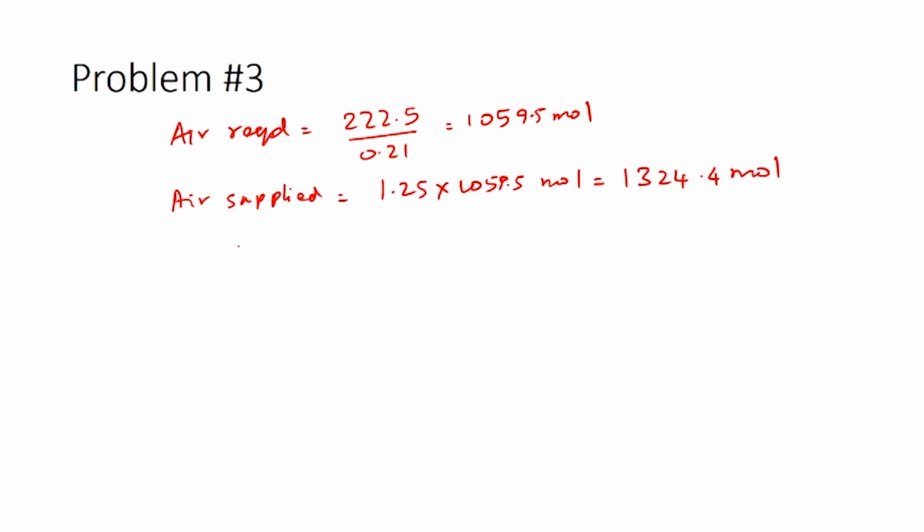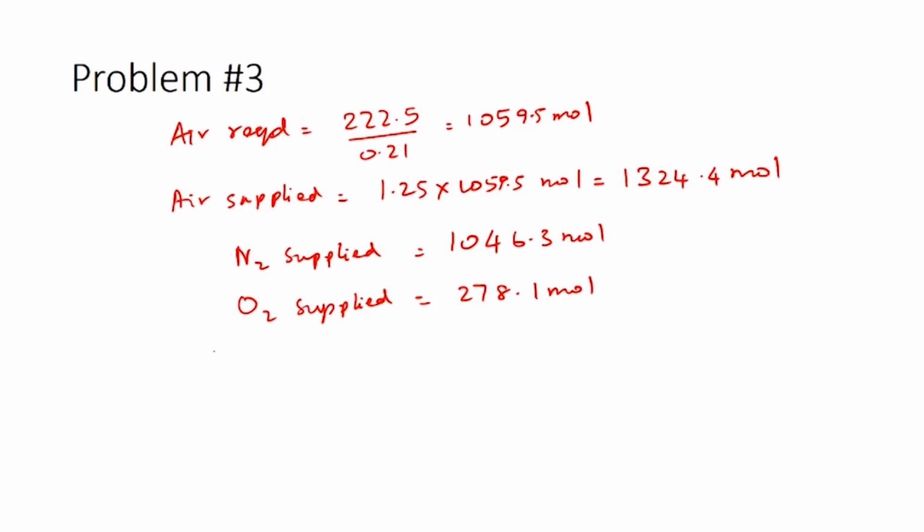which is equal to 1324.4 moles. So, nitrogen supplied would be equal to 1046.3 moles, which is basically 79% of the total air, and oxygen supplied would be equal to 278.1 moles. The stack gas composition would not just contain oxygen and nitrogen, it would also contain carbon dioxide and water vapor. We have also been told that the reaction goes to completion, which means none of the hydrocarbons are actually present in the stack gas. So, the stack gas will only have carbon dioxide and water vapor.